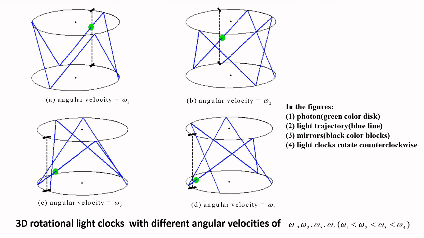This shows the three-dimensional case. Three-dimensional rotational light clocks with different angular velocities. And here we can see that as the angular velocity changes, the light ray trajectory changes accordingly.